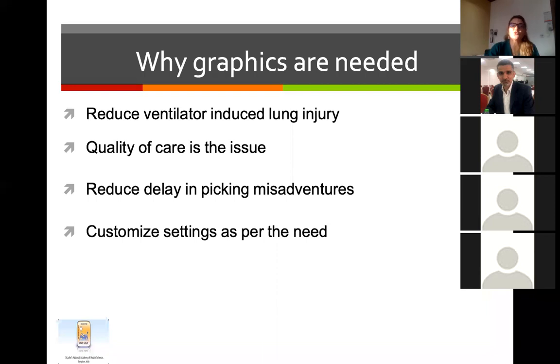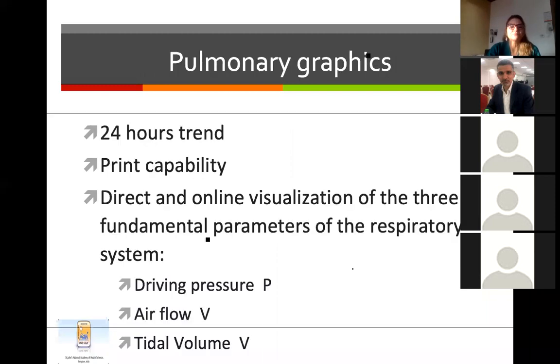And hence we can use them to reduce ventilator-induced lung injuries. We can improve our quality of care. And of course, delay in picking up misadventures can be reduced, and we can customize the settings as per the need.